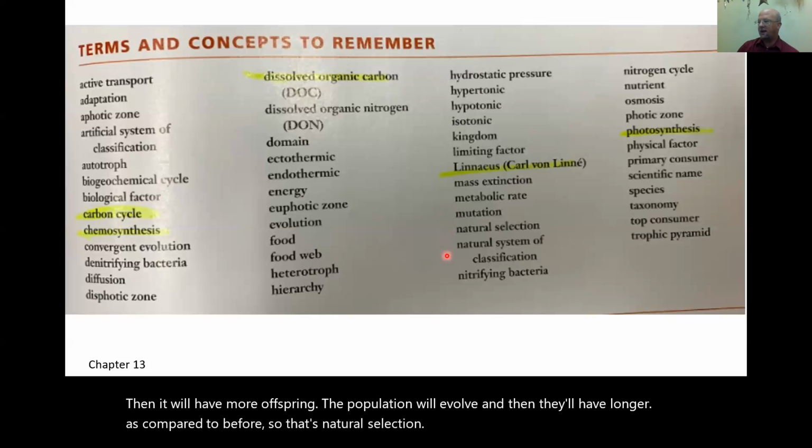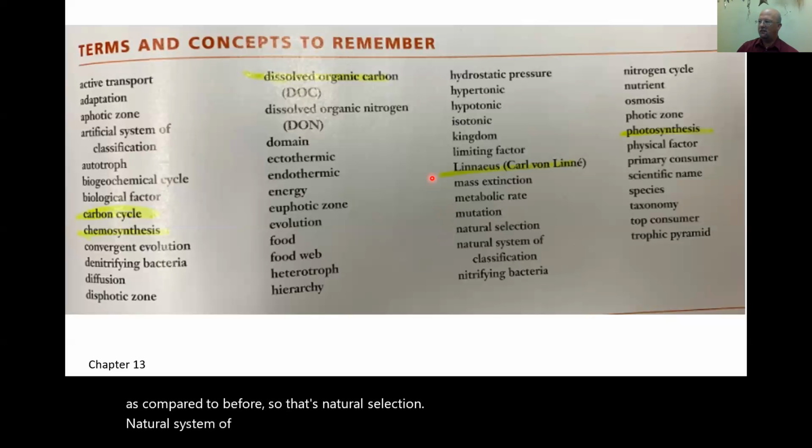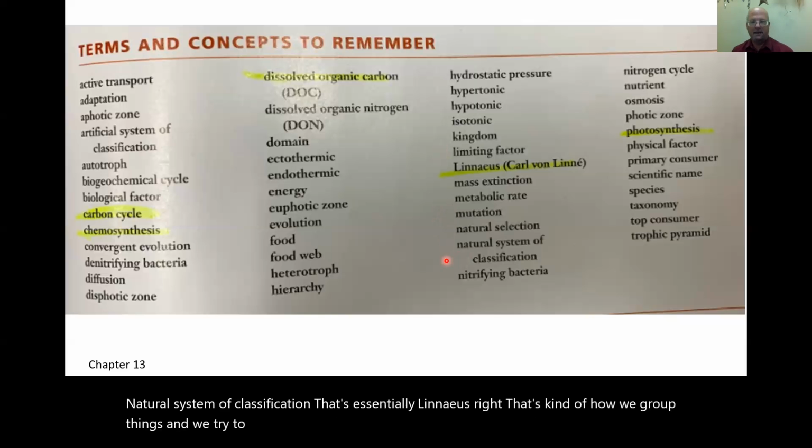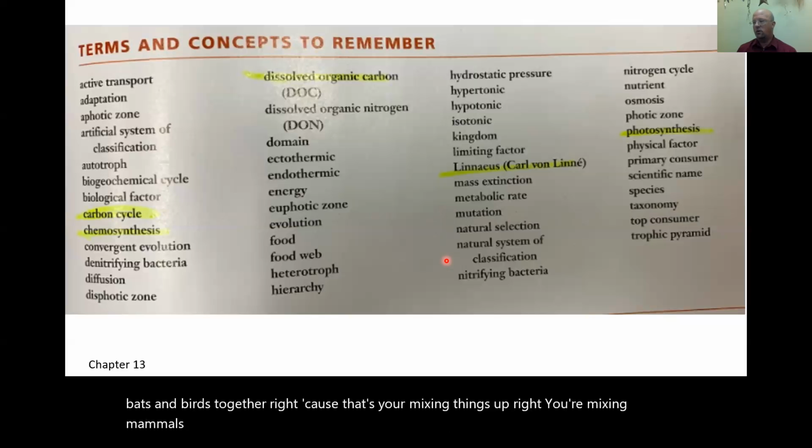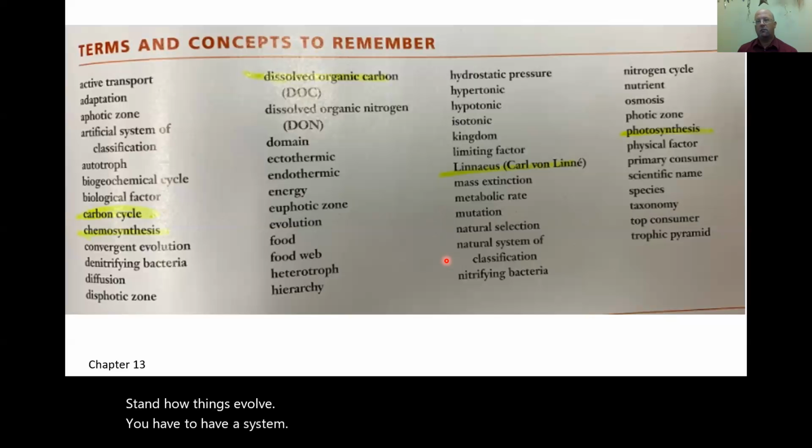Natural system of classification, that's essentially Linnaeus. That's kind of how we group things. And we try to base it on something that makes sense. We don't want to classify bats and birds together, because you're mixing things up. You're mixing mammals and birds. If you want to understand how things evolve, you have to have a system that provides the correct classification.